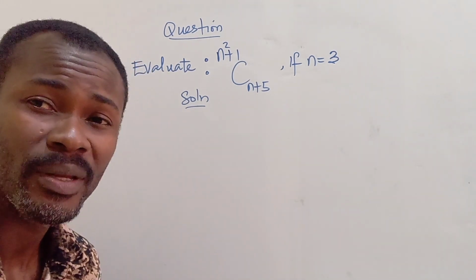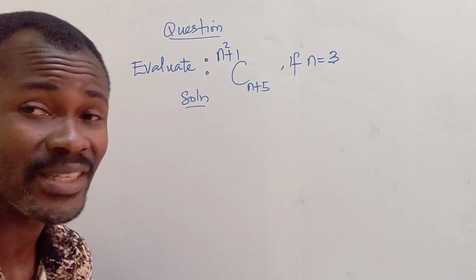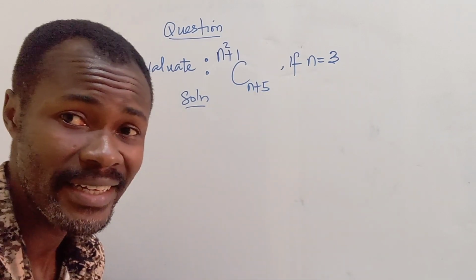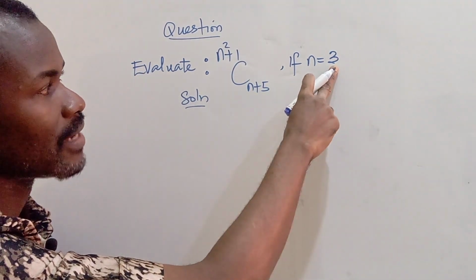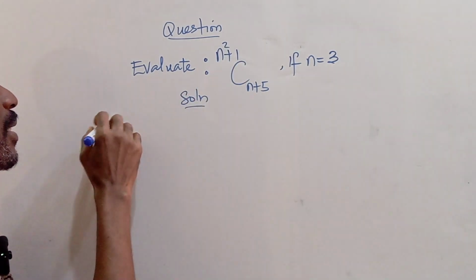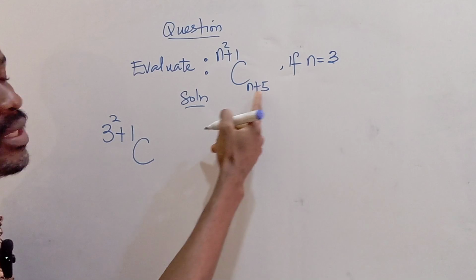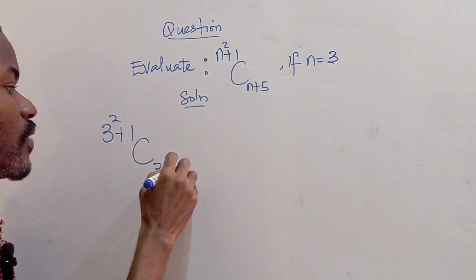Alright, so today we have a problem on the board on combination. The question says evaluate n squared plus 1 combination n plus 5 if n is equal to 3. All we need to do is substitute n as 3 into this. That will give us 3 squared plus 1 combination 3 plus 5, since n is 3.